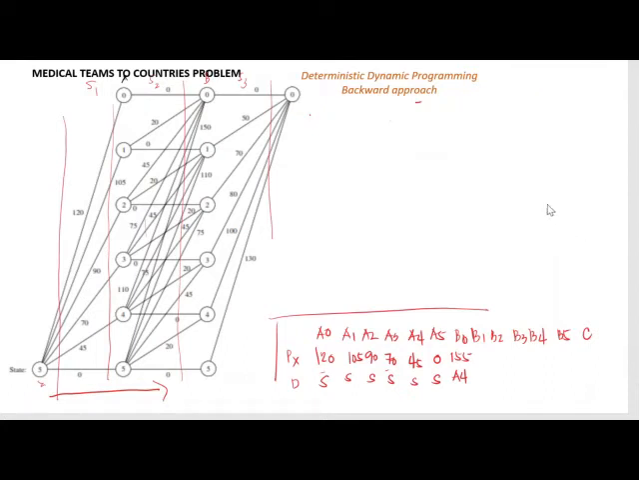Now we'll go to B1. Connections of B1: again, that's the maximum of all the connections. So B1 is connected to A1, so that is B1 to A1 plus A1. Then B1 to A2 plus A2.